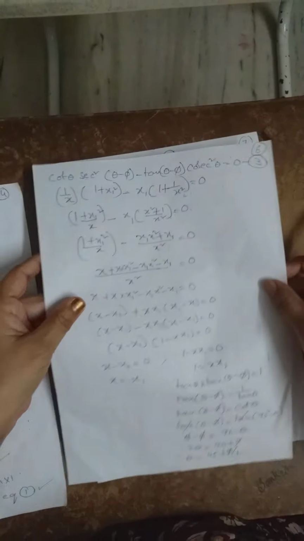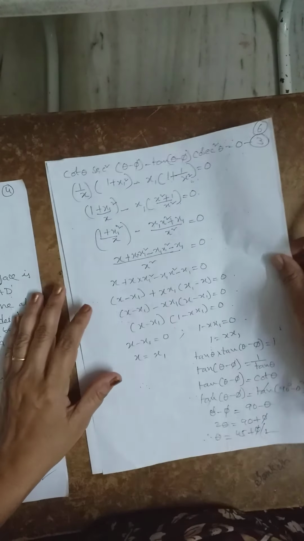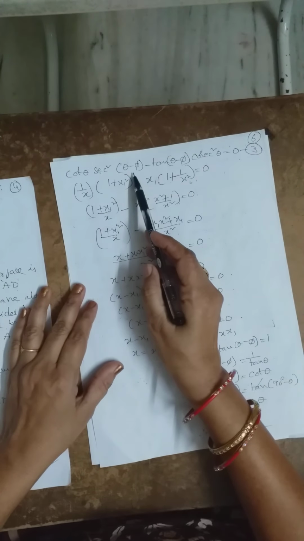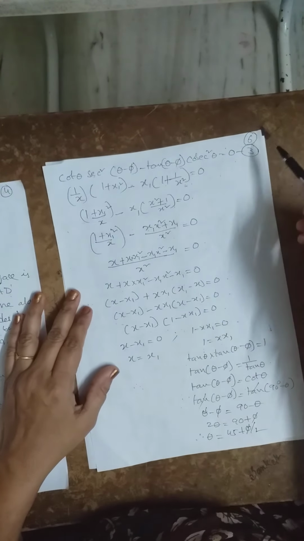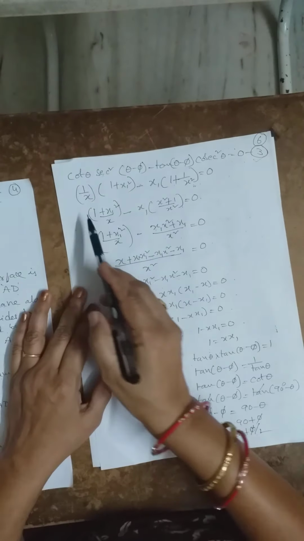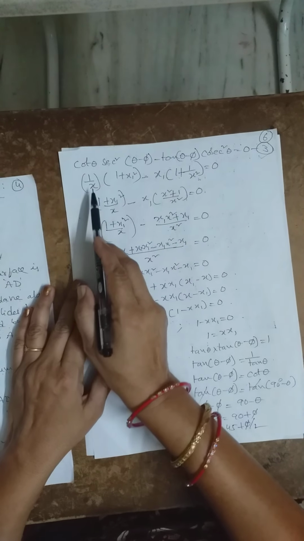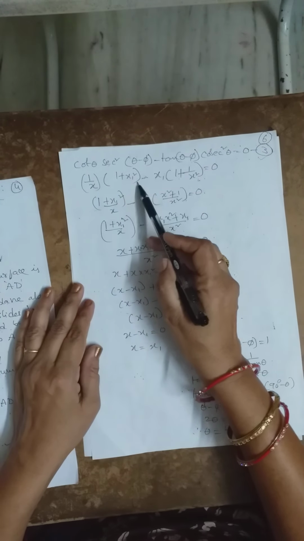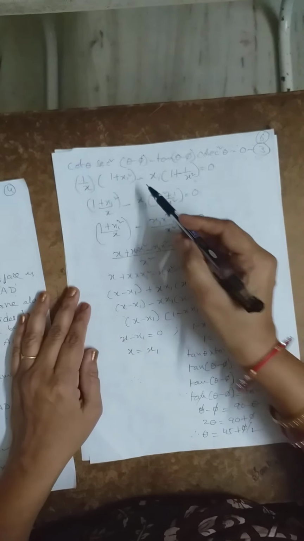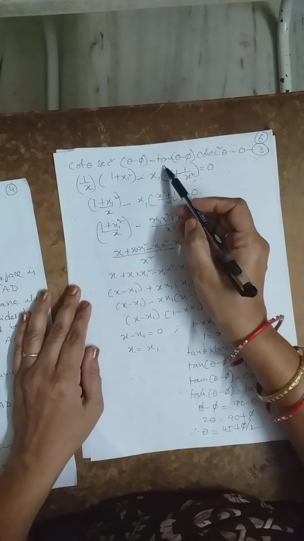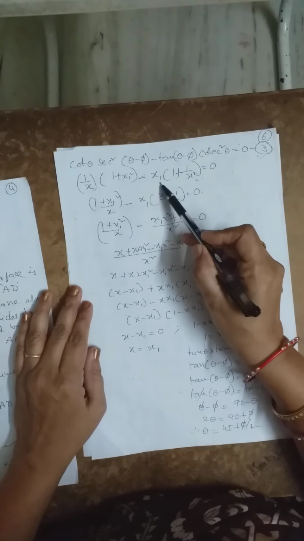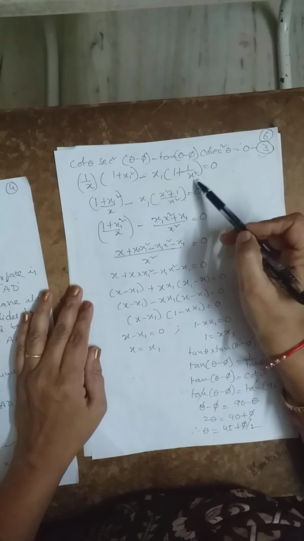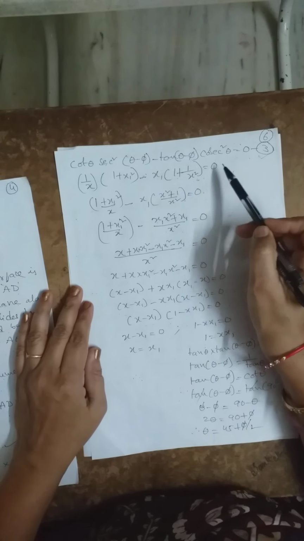going back to that equation again, cot θ sec²(θ−φ) − tan(θ−φ) cosec²θ is equal to 0. So this we take as a third equation. So if we substitute that in, 1/x into (1 + x1²) equal to x into (1 + x²). So in the place of tan(θ−φ), x1, we get (1 + x1²)/x − x(1 + x²)/x1 equal to 0.